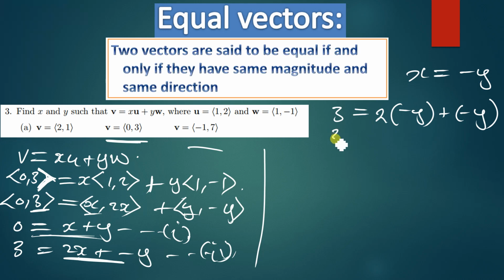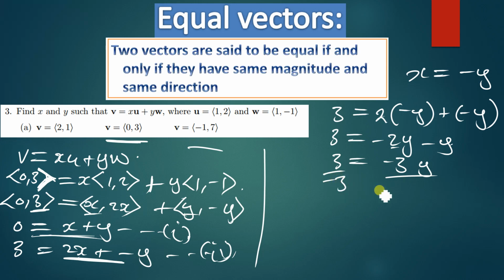Okay, so now we can simplify this equation. 2 times negative y is negative 2y, then minus y. So when you add these, you're getting what? Negative 3y. Then when you divide everything by negative 3, the value of y becomes negative 1.